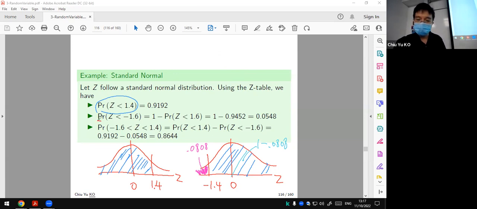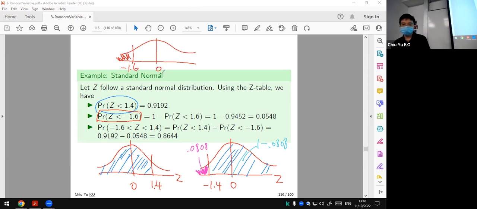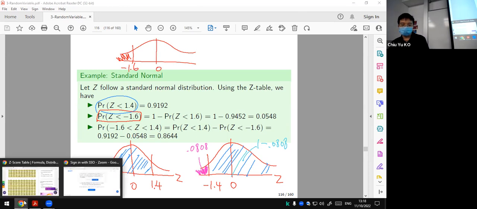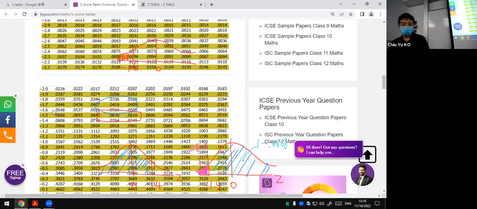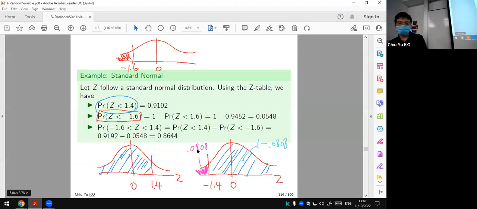So the next question is less than 1.6. That's easy, because it's just asking directly. This is 0, negative 1.6, just this area, and we look it up directly. The table we have is exactly what we want. This guy is 0.0548. Can you see that? So that is the number.